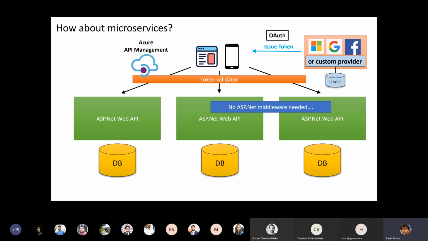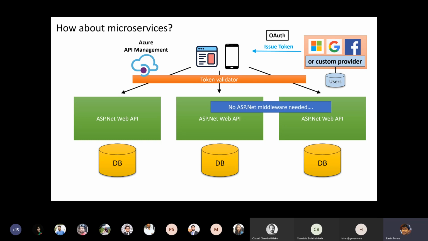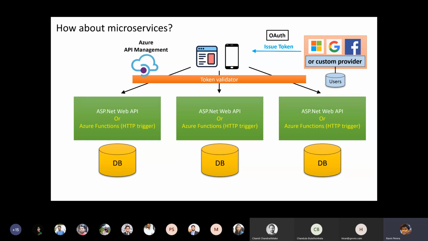Now if you think about it, there's another byproduct that we might get as a benefit of this approach. As I explained to Hiran earlier, our web APIs no longer have to deal with any of this authorization and authentication work, Google authentication, nothing. So we have removed the need for ASP.NET middleware. Because of that, now if we wanted, we could go full scale with Azure Functions HTTP trigger instead of ASP.NET Web API.